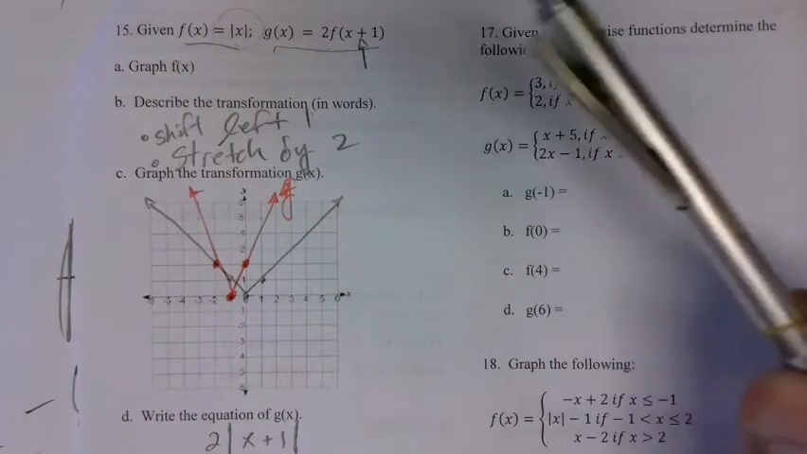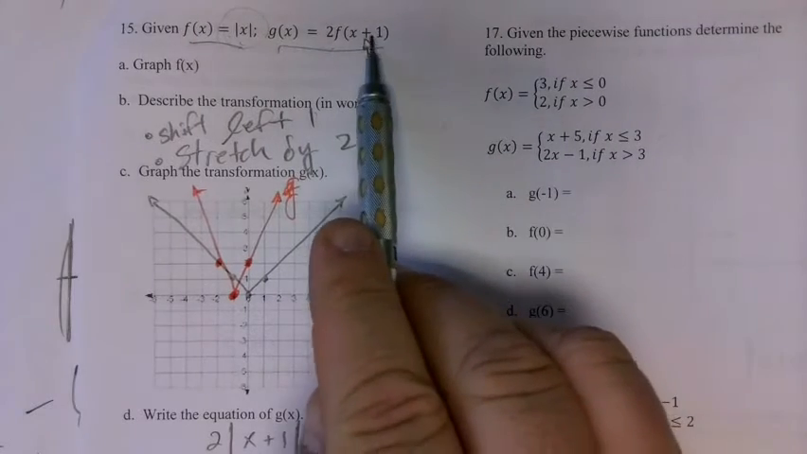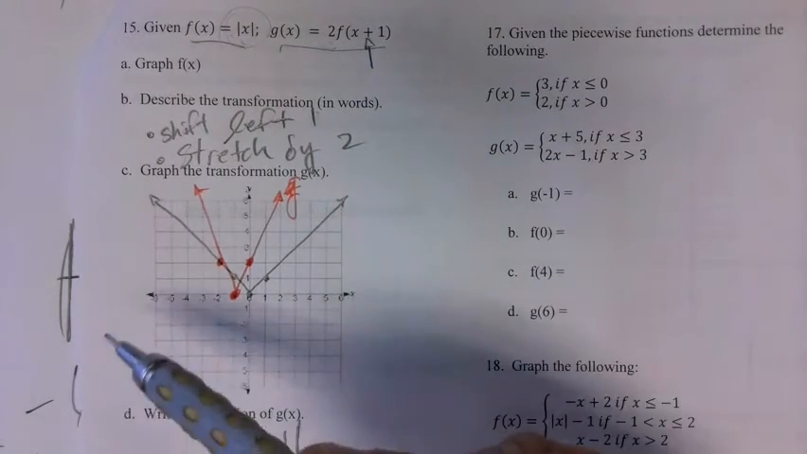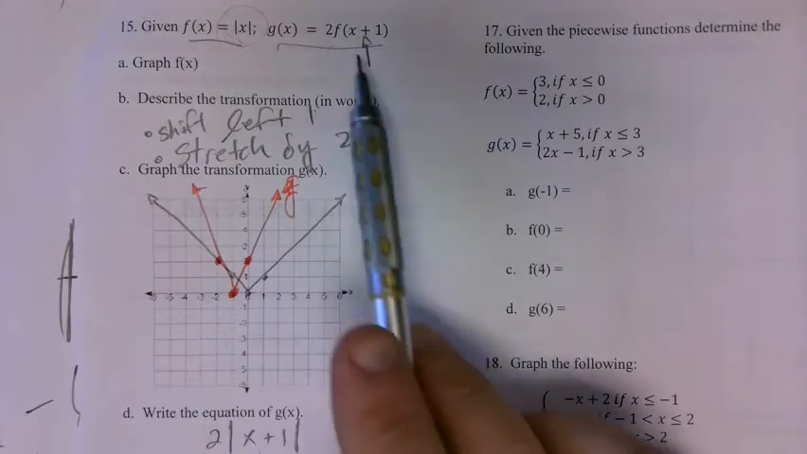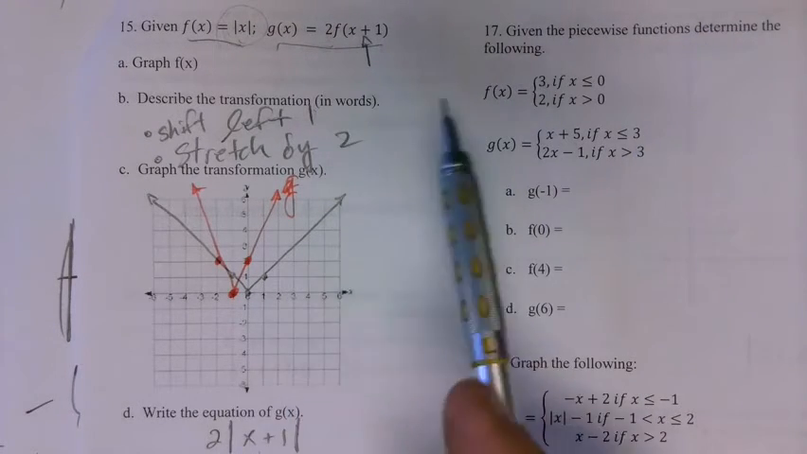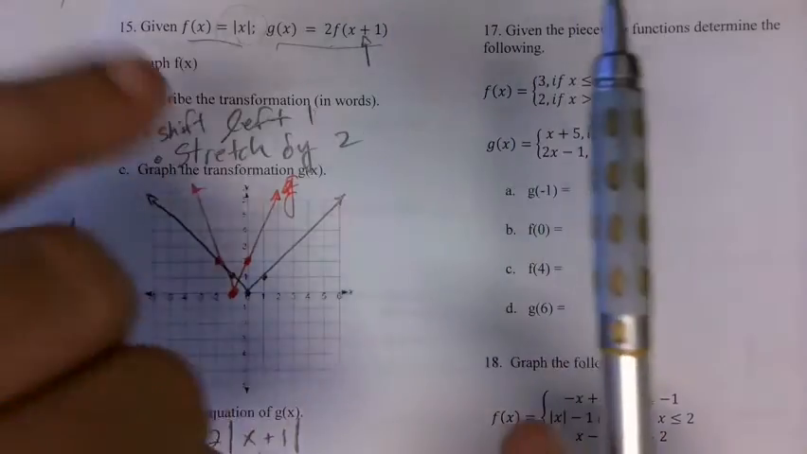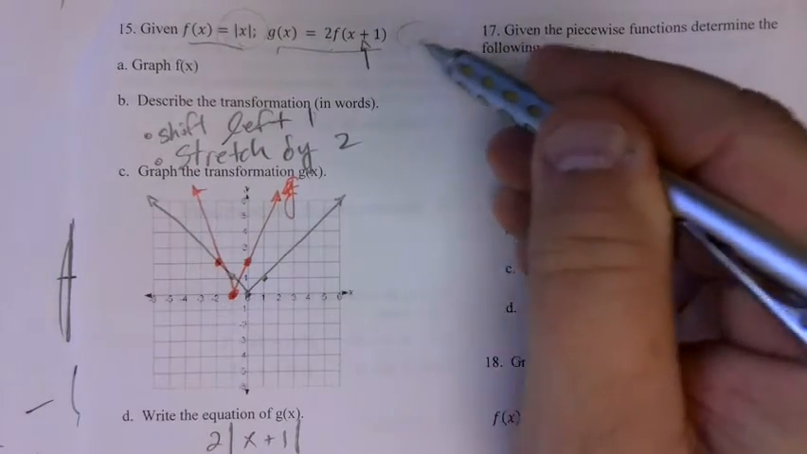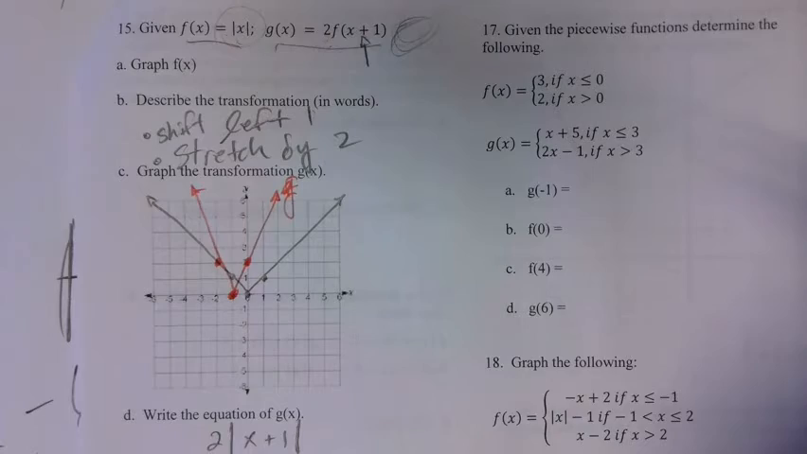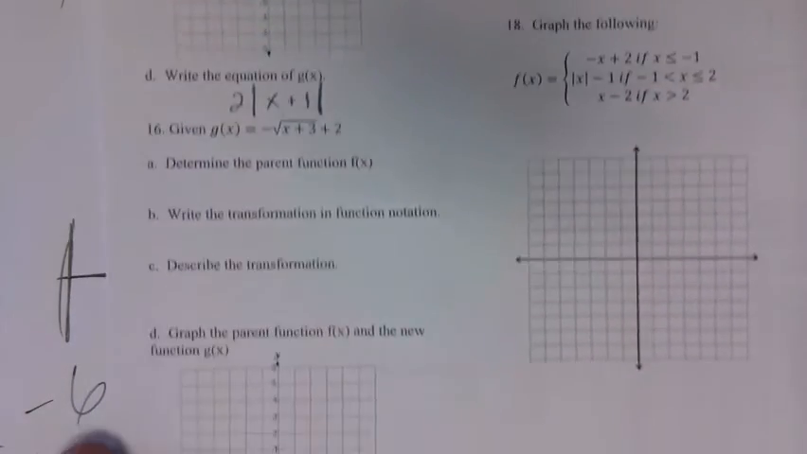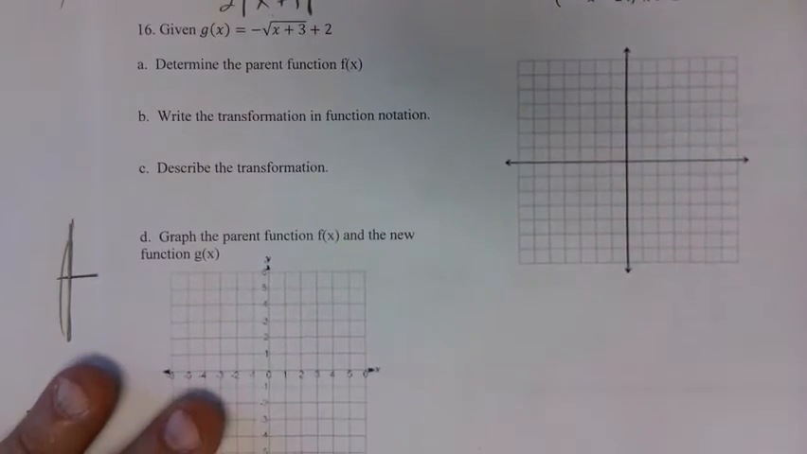So the transformations, anything adding or subtracting inside is going to shift it left or right. Adding shifts it left, subtracting shifts it right. Anything multiplied here on the outside is going to stretch it. If it's negative, it will flip it, right? Remember? And if I was to add or subtract things here on the outside, that would shift it up or down. If I put these things together, I get my equation. Now, let's look at this.